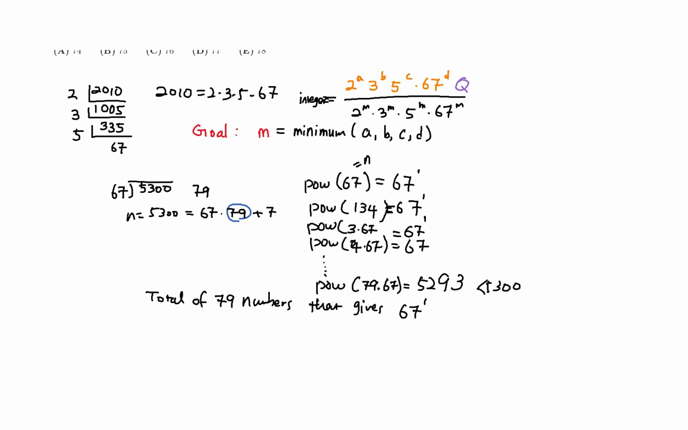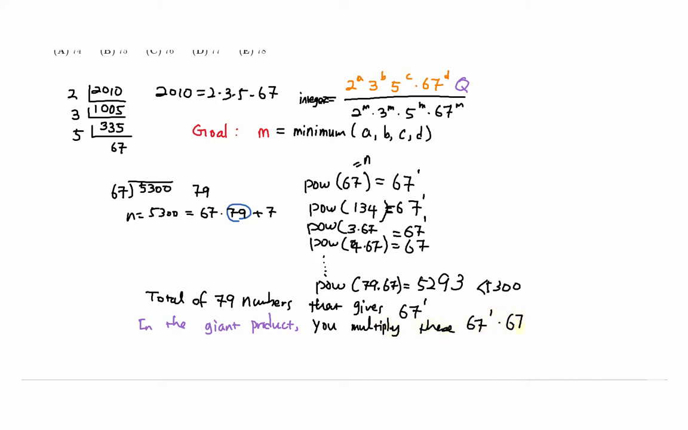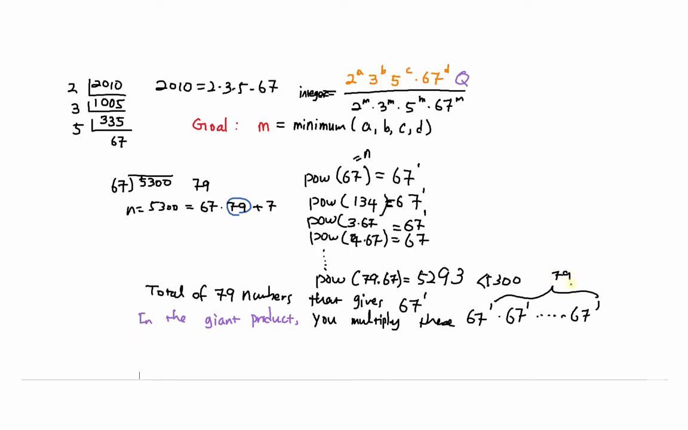So in the giant product, I'll write it down. So it becomes like this. You have so many of those. And we are particularly interested in the exponent. And there will be 79 of them. However, there are some exceptions to this.